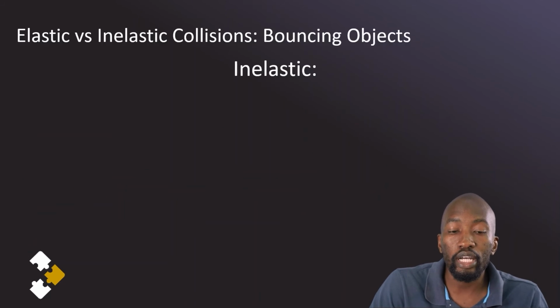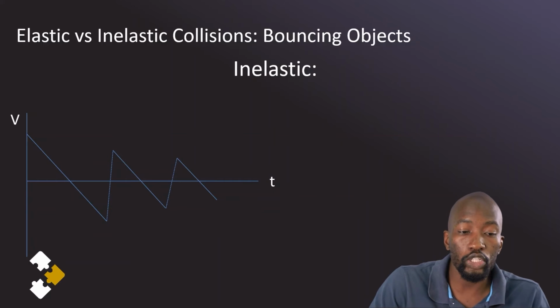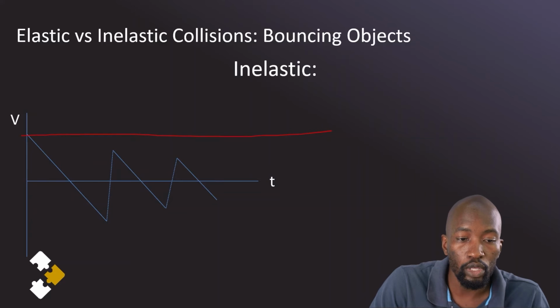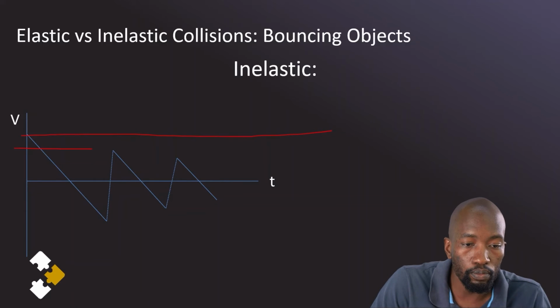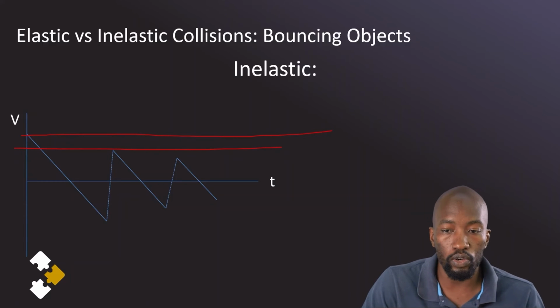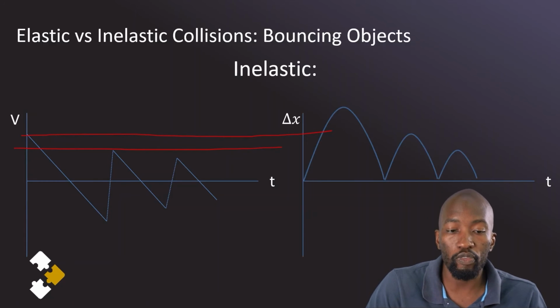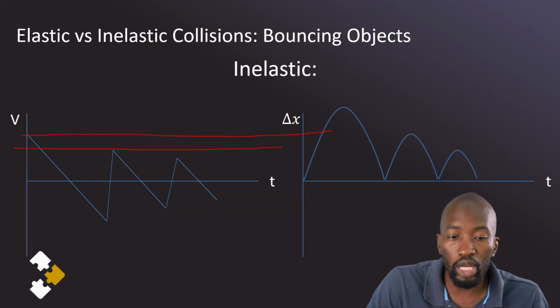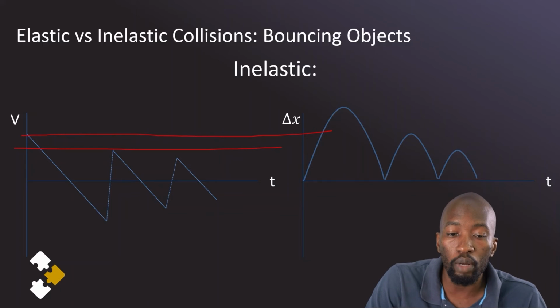Now, if the collision is inelastic, this is what you would have. The velocity decreases every single time. If you try to draw a straight line there, you'll see that it actually decreases every single time because now we are losing some energy. Kinetic energy is not conserved. Then let's look at its displacement versus time graph. That's what it would look like because we're losing energy. So the velocity becomes smaller and smaller. If the velocity is smaller, there's less distance traveled after every single bounce.